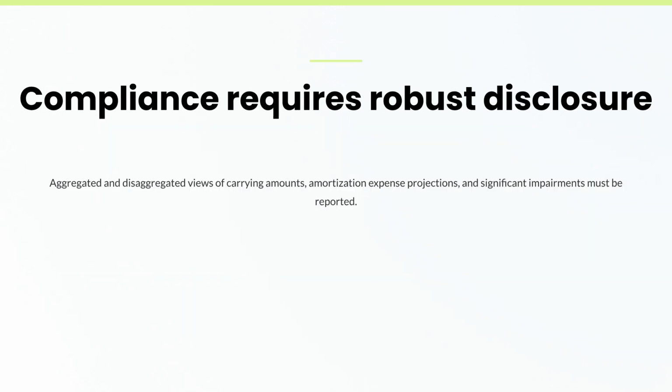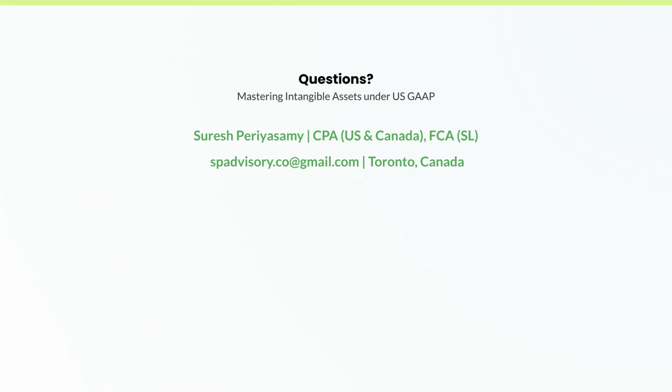Ultimately, compliance comes down to disclosure. US GAAP requires robust footnotes showing aggregated and disaggregated views of your carrying amounts, 5 years of projected amortization expense, and detailed explanations of any significant impairment losses. Navigating intangible assets under US GAAP requires a deep understanding of multiple ASC topics.